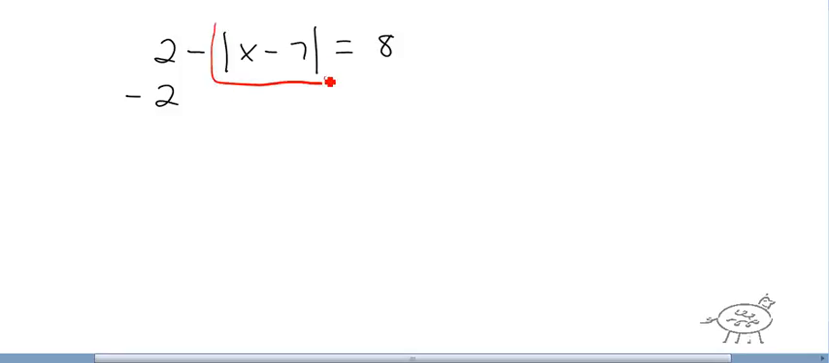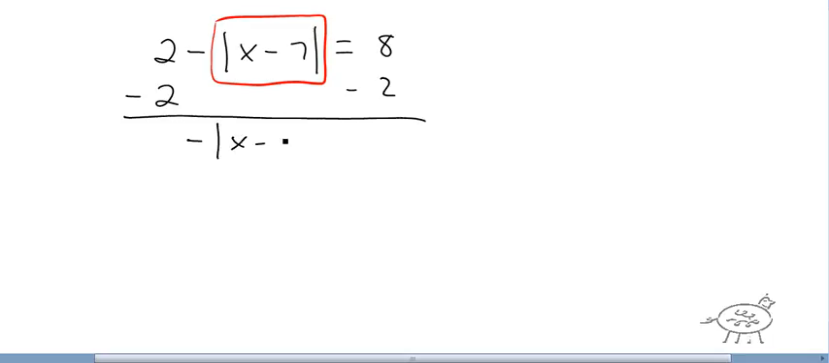If I have 2 minus absolute value of x minus 7 is equal to 8. Okay, so you subtract 2, and again, I'm going to put this little red box around here. You will never touch that until the very end. So we're going to subtract 2 from both sides. We get negative. Don't lose the negative. That belongs to that absolute value. X minus 7 equals 6.